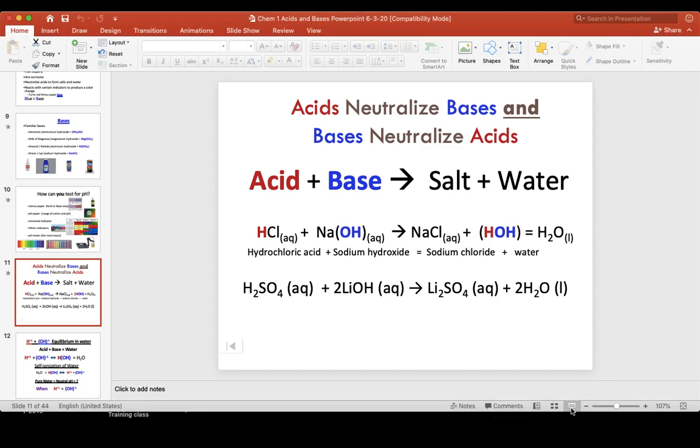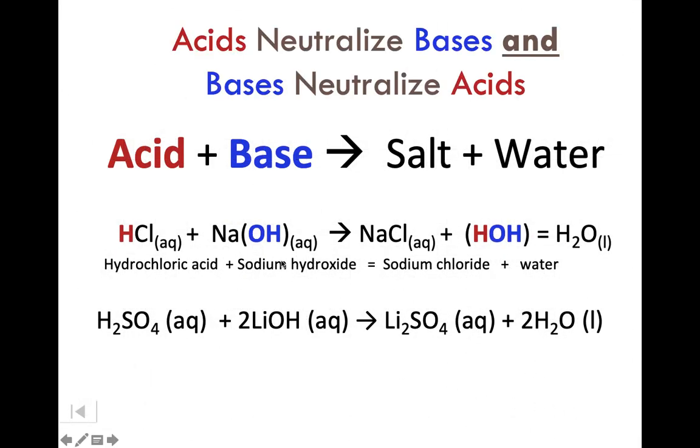So let's talk about our acids and bases. Now, we were talking about how to check pH, if it's an acid, if it's a base. So one of the properties of acids and bases is that acids neutralize bases, and one of the properties of bases is that bases neutralize acids. Well, guess what? The acid will react with the base to make salt and water.